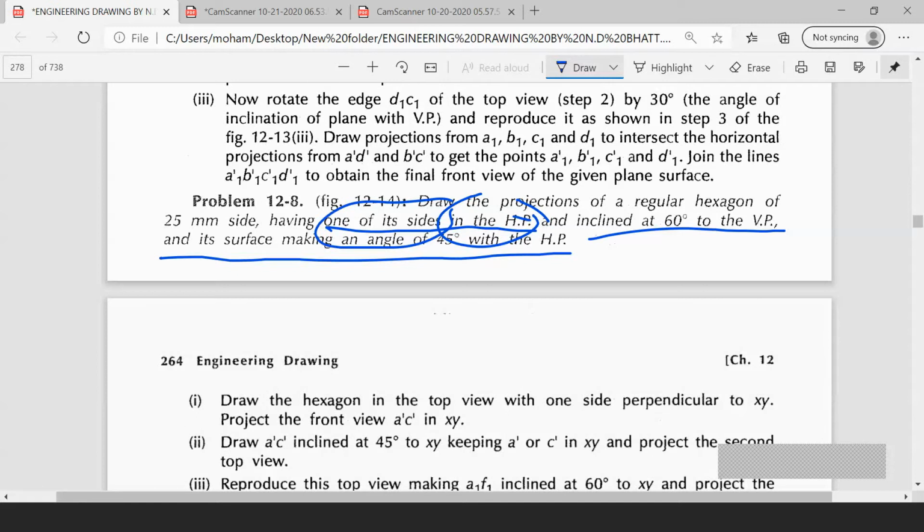45 degrees. Okay, one thing you have to remember: the surface inclination should be first. And another thing, if you are confused about where you have to draw the inclination, he is saying that the given side is in the HP, which means you have to draw the diagram in HP. If the diagram is in HP, the first inclination you need to draw in VP. If the angle is 45 degrees to HP, we'll draw the inclination in VP. Understand? Is it clear?